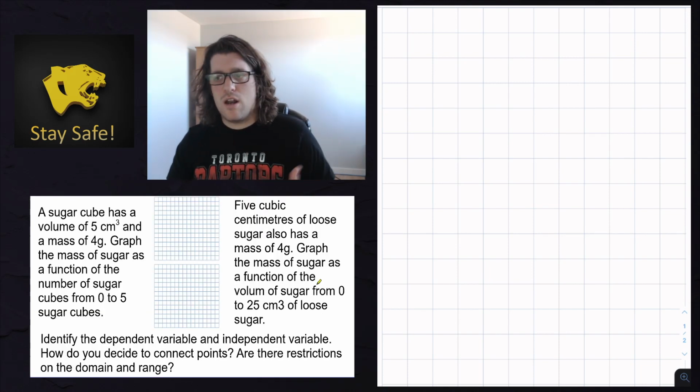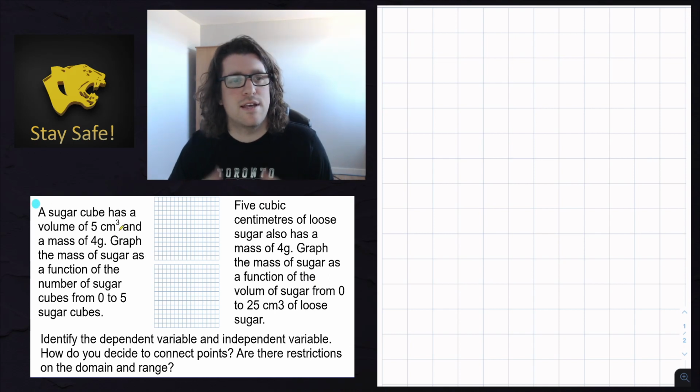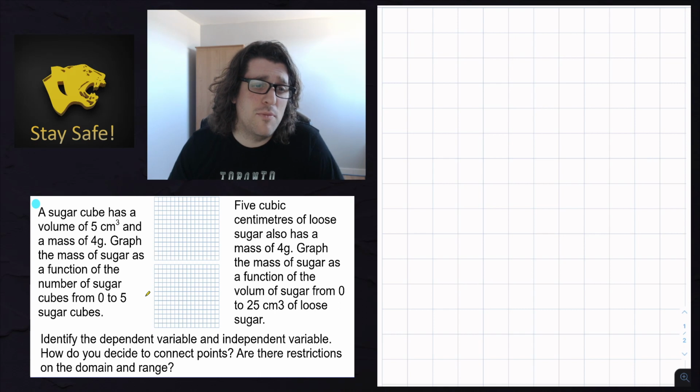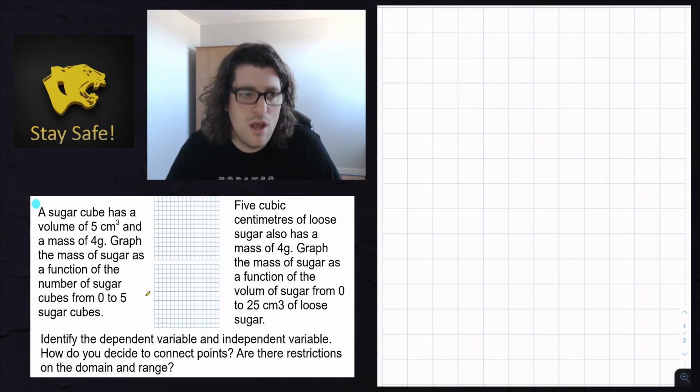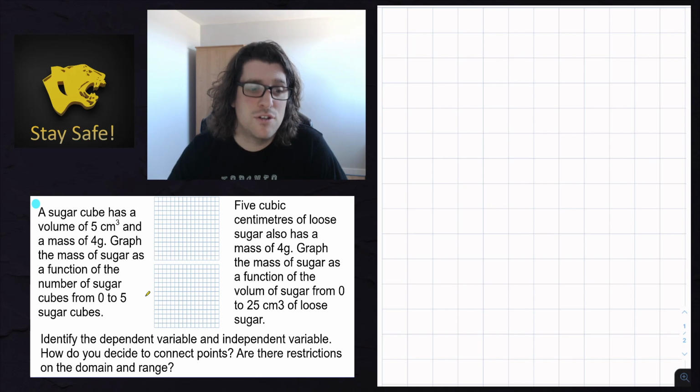So a lot going on in this particular screen, so I'll take you through. I'm going to start over here. It says a sugar cube has a volume of 5 centimeters cubed and a mass of 4 grams. Graph the mass of sugar as a function of the number of sugar cubes from 0 to 5 sugar cubes.